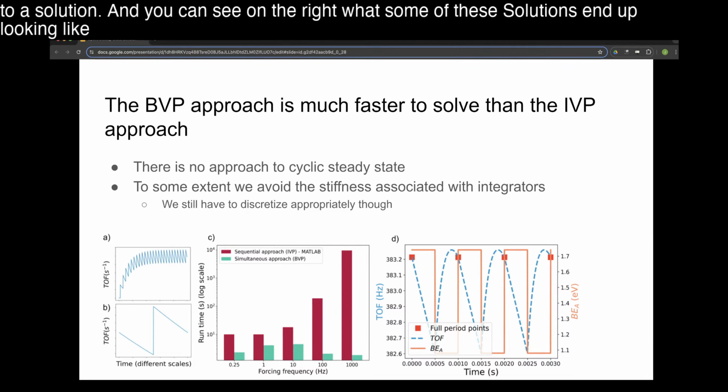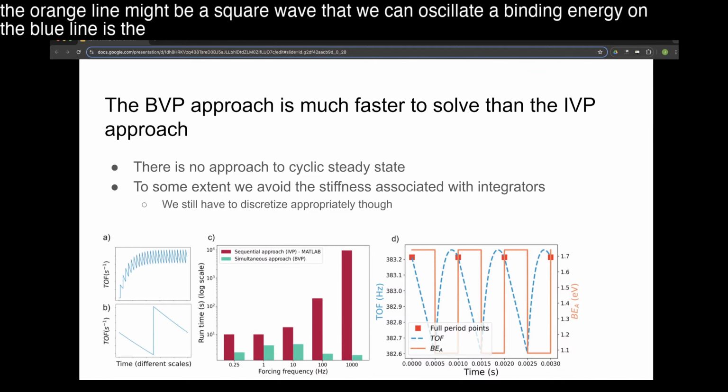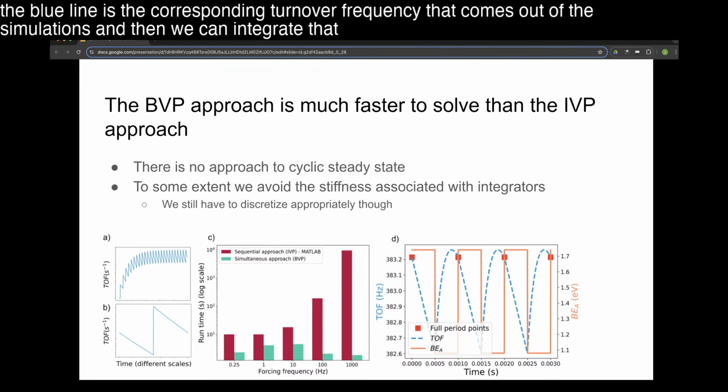The orange line might be a square wave that we can oscillate a binding energy on. The blue line is the corresponding turnover frequency that comes out of the simulations, and then we can integrate that to get an average.